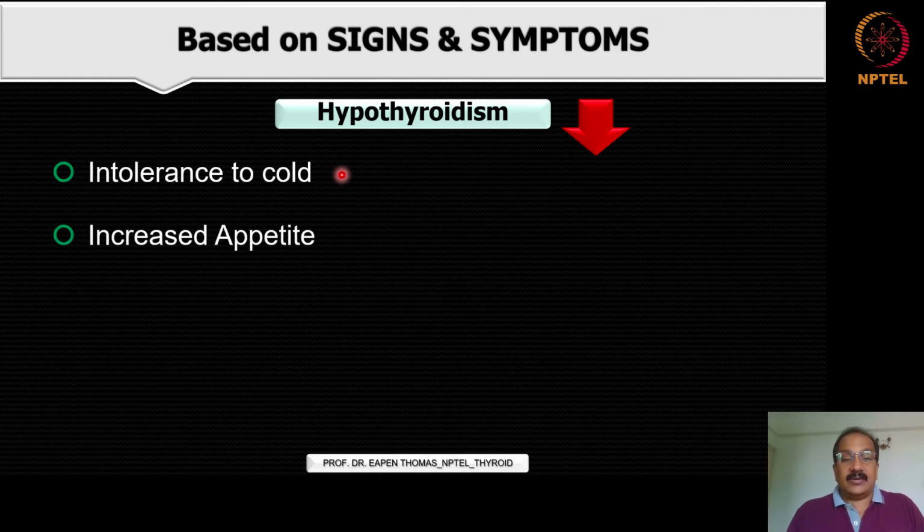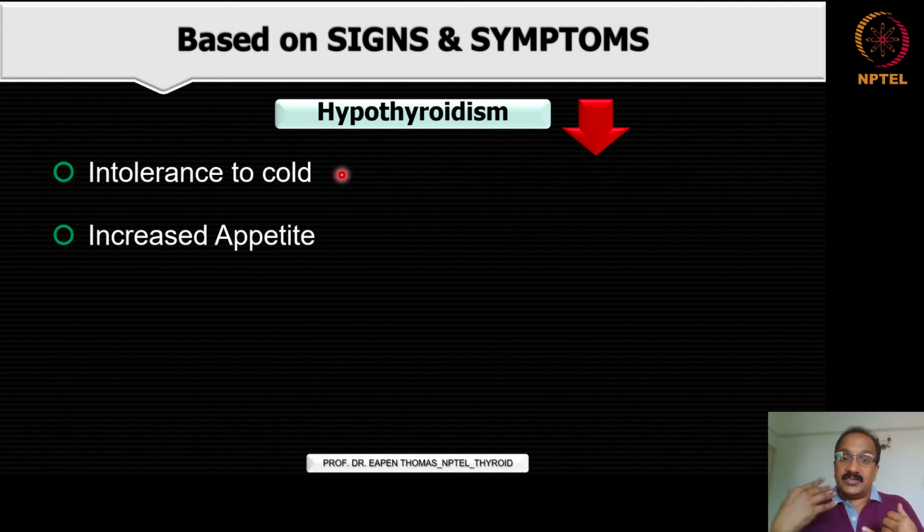Increased appetite. What happens now in these hypothyroidism patients? The metabolism is also affected. So they always feel like eating more and more, because whatever food is being taken is not being converted to energy. It's not broken down to energy because there's no calorigenic effect. So the ill effects of the food and whatever is eaten remain in the system.